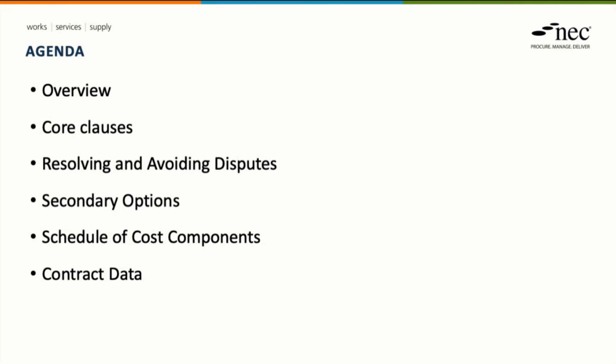We're going to cover an overview of the Hong Kong edition, and then I'm going to look at different sections of the contract, working fairly logically through the contract, through the core clauses, dispute clauses and secondary option clauses, to cover off the key differences between the two contracts.